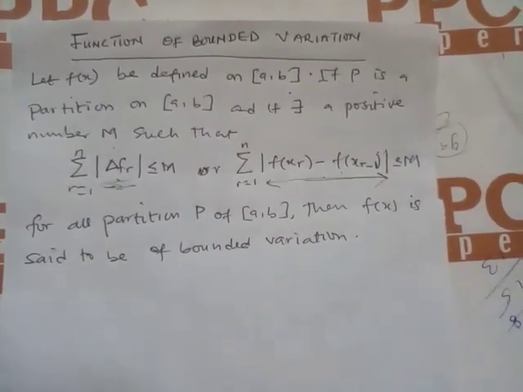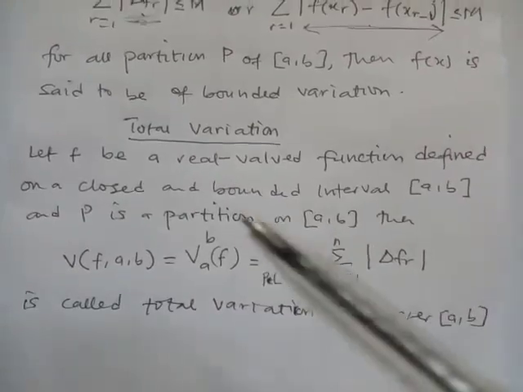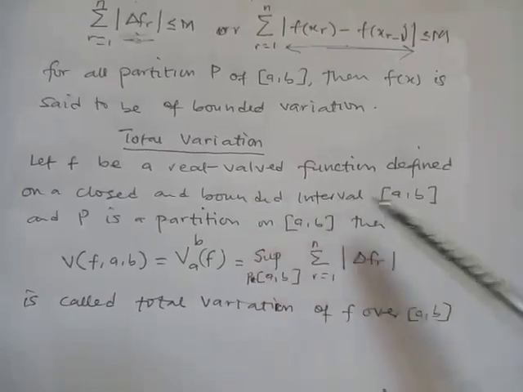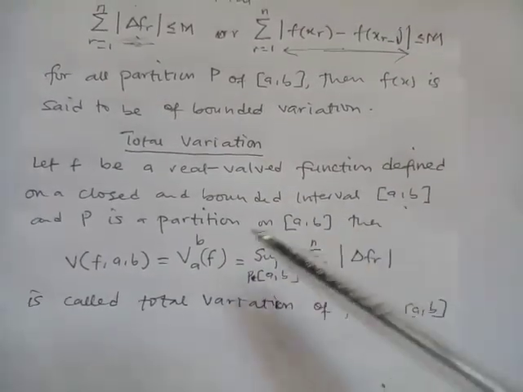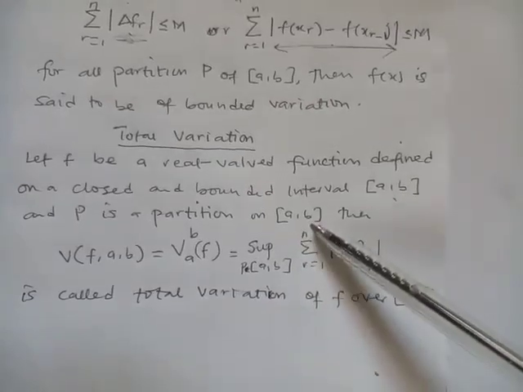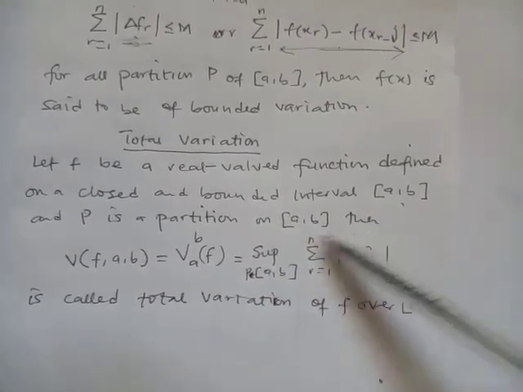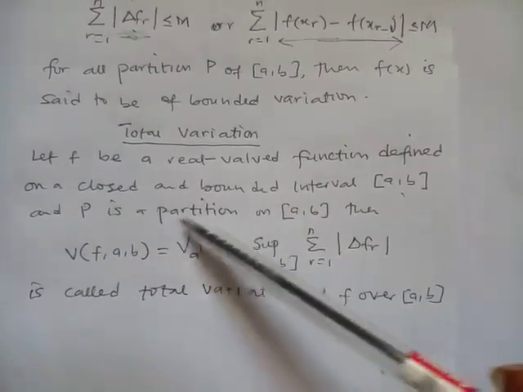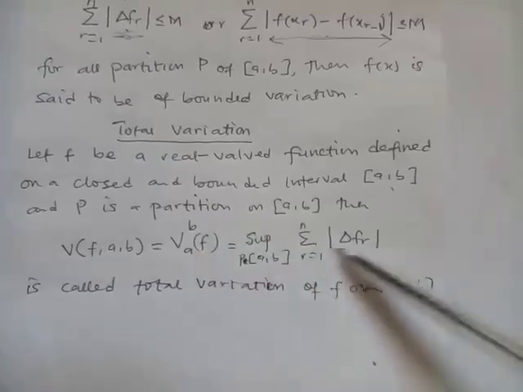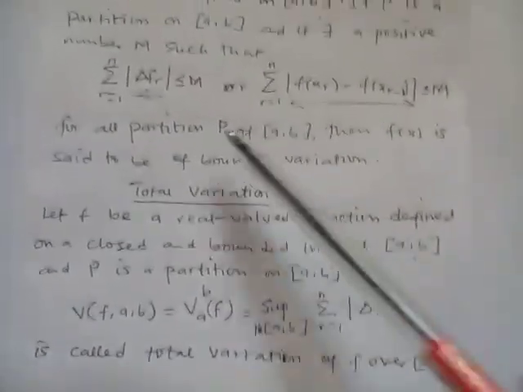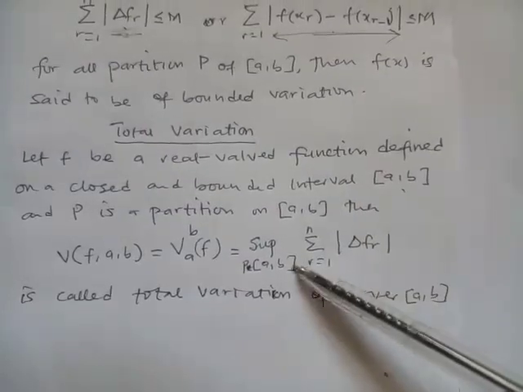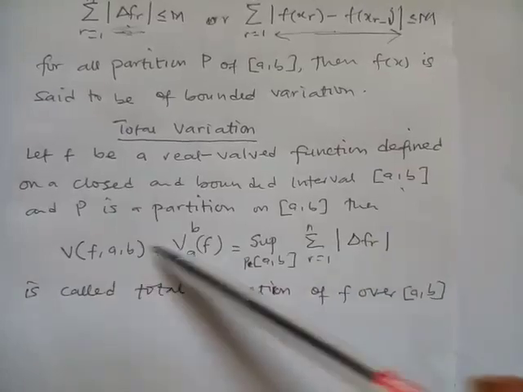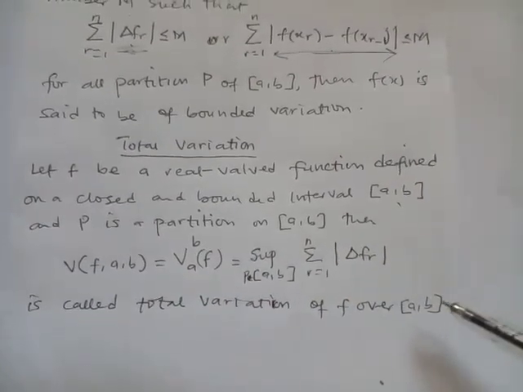Another equivalent definition of bounded variation is the total variation, which we normally use in place of this definition. So it is given as follows. Let f be a real valued function defined on a closed and bounded interval [a, b], and if P is any partition on that [a, b], you have known what a partition is, then this expression V of a comma b is equal to the supremum of the absolute value of delta f r. So this expression is called the total variation of f.